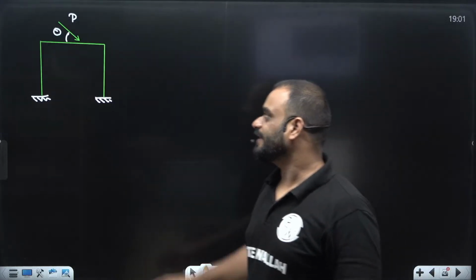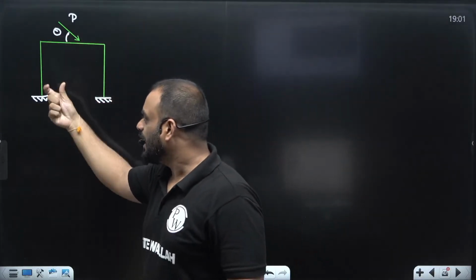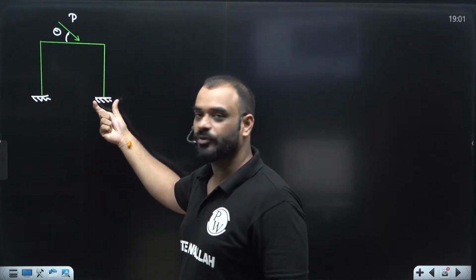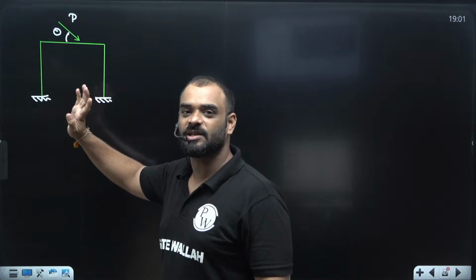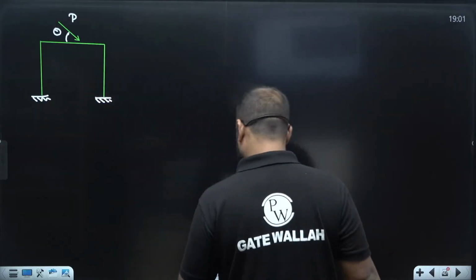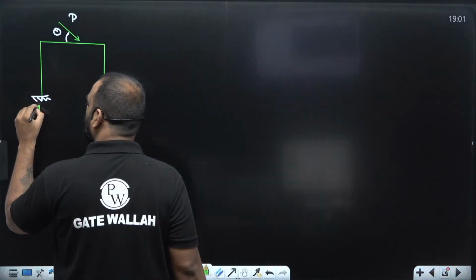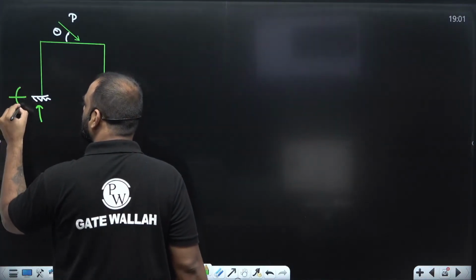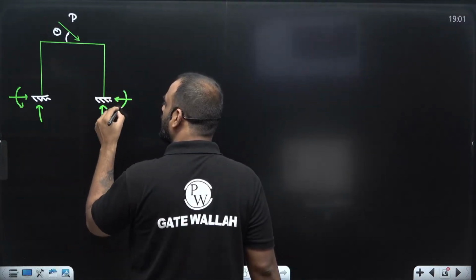Now you know that guys, this is a 2D rigid jointed frame, and this is a fixed support, this is another fixed support. I think all of you know that at this particular support, how many reactions can be there? 3. At this support also 3 reactions. So let us write it down. At this support we have 1 reaction, 2 reaction and 3 reaction. Similarly, 1 reaction, 2 reaction and 3 reaction.